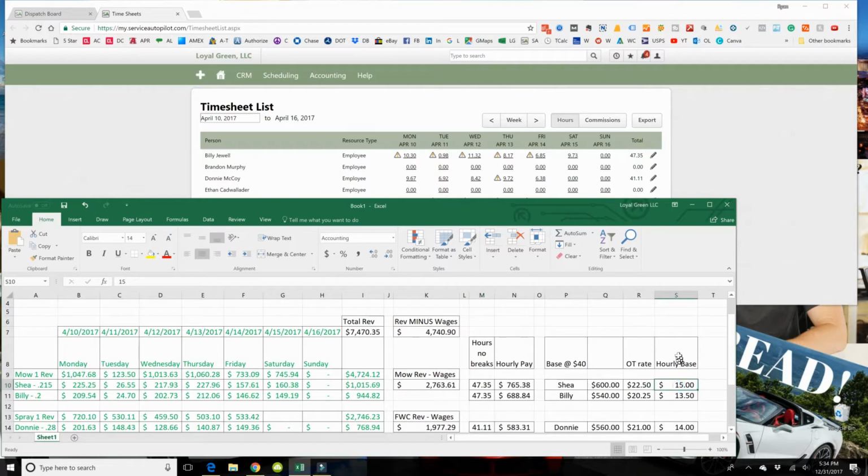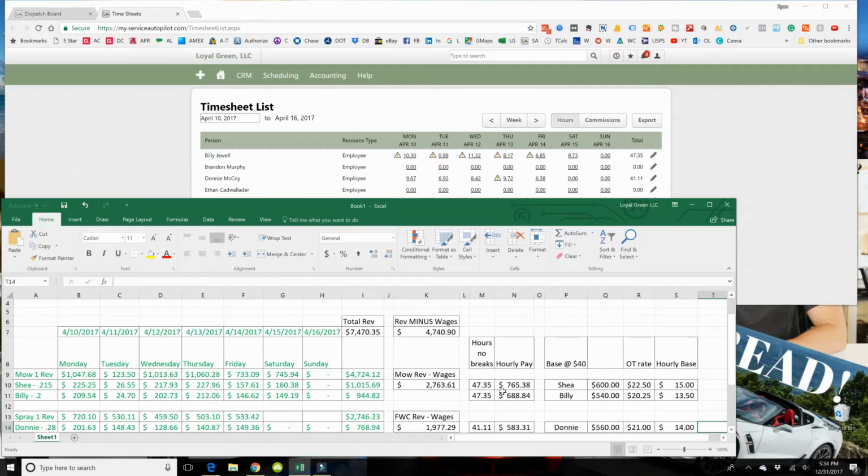So I calculate what their pay would be on an hourly basis. This is what their pay would be if I was paying them their hourly rate. Here's each of their hourly rates. This was what I was paying them at the end of 2016 when I still paid by the hour. Shay was making 15, Billy was at 13.5, and Donnie was at 14.